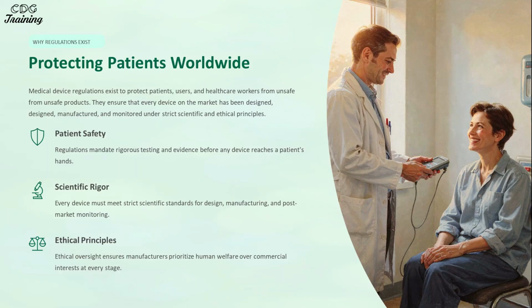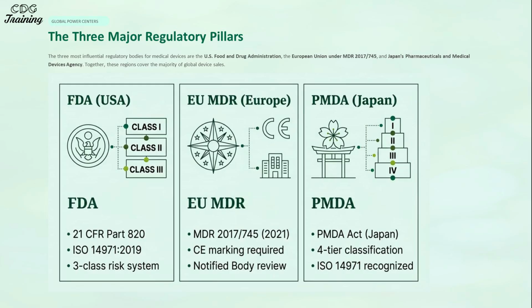Medical device regulations are designed to protect patients, users, and healthcare workers from unsafe products. They ensure that every device on the market is designed, manufactured, and monitored under strict scientific and ethical principles. The regulatory landscape is built on three major pillars: the FDA in the USA, EU MDR in Europe, and PMDA in Japan. Each has its own classification system and requirements, ensuring devices meet safety and efficacy standards.